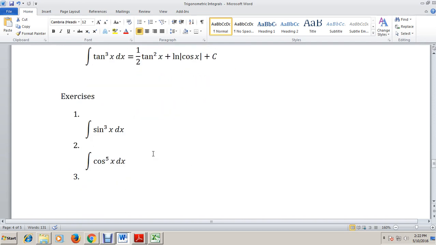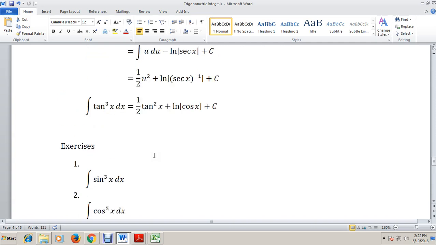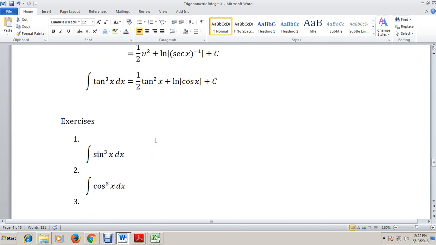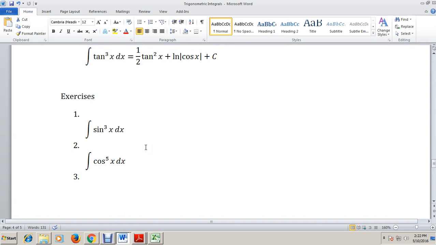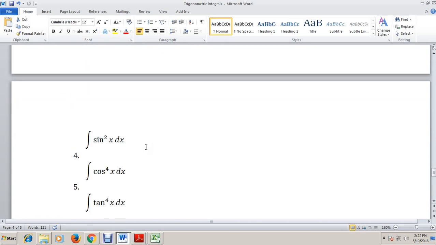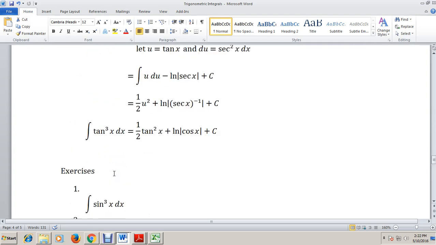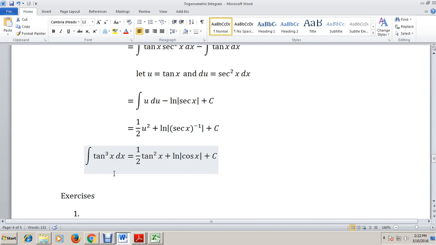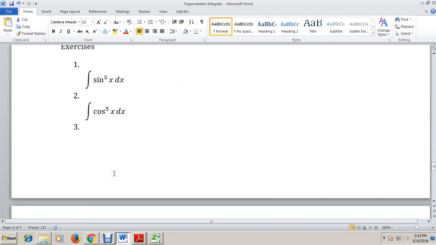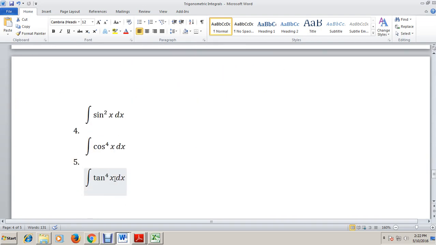Okay, so that is the topic for trigonometric integrals. I am expecting that you will be answering the following exercises. You could simply pattern the solution for each of these numbers based on the solutions that were presented in the corresponding examples above.